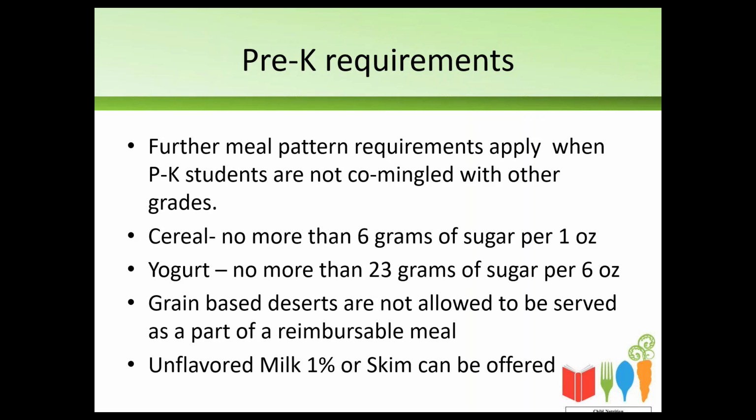There are additional requirements applied to pre-K when a pre-K class eats separately from the other grade groups. This is also known as not being commingled. The additional meal pattern restrictions are that cereal can contain no more than 6 grams of sugar per ounce. Yogurt can contain no more than 23 grams of sugar per 6 ounces.